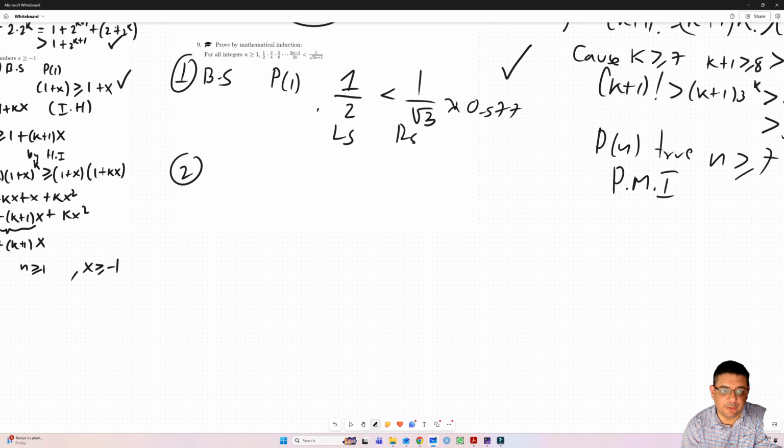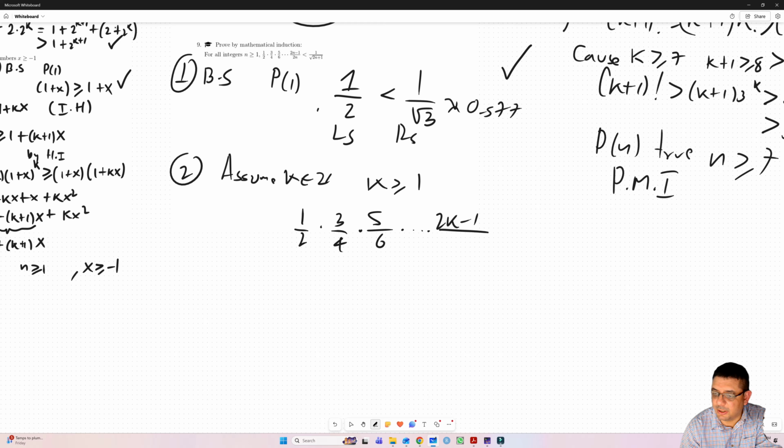Now, for step number 2, assume for k that belongs to the integers with k bigger than 1, that you have 1/2 times 3/4 times 5/6 times ... times (2k minus 1) over 2k is less than 1 over the square root of 2k plus 1. Okay? So this is our P of k.